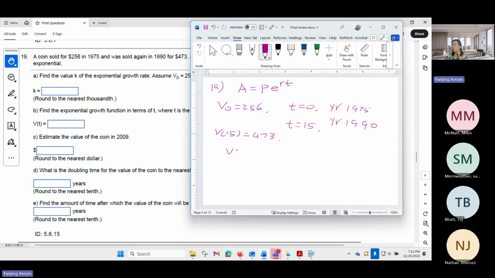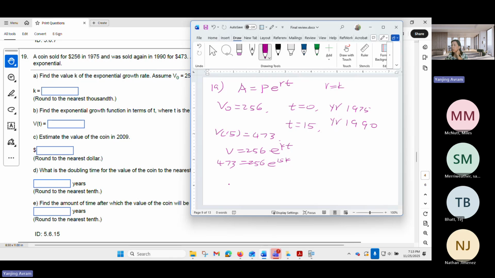So B will be B sub 0, which is 256 e to the kt. Instead of using R, you want to use K. Okay, R here changes into K. All right. And then we already have B0 when T is 0, right? So we're gonna plug T equal to 15 in. Okay. So 15K. And then B at 15K is 473. Okay, so we're gonna solve for K here.